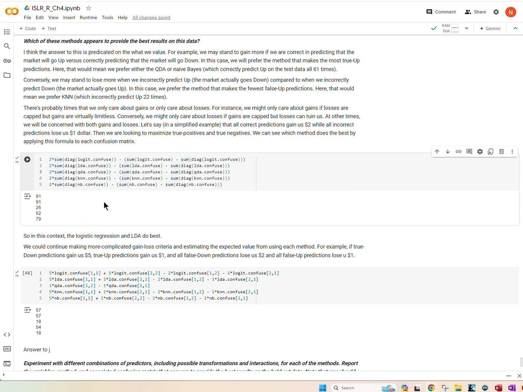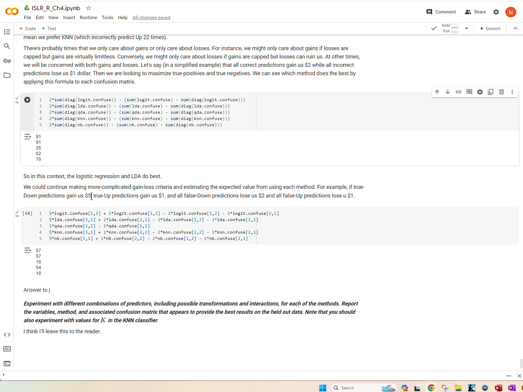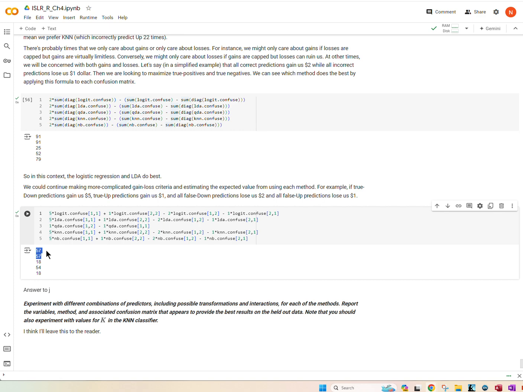But we could make even more complicated scenarios. It could be that true down predictions gain us $5, true up predictions gain us $1, false down predictions lose us $2, and false up predictions lose us $1. Again, you can just go through and play out all of these different scenarios. In this case, it just so happens that again LDA and logistic regression end up doing the best, but now the one that does second best ends up being K nearest neighbors.